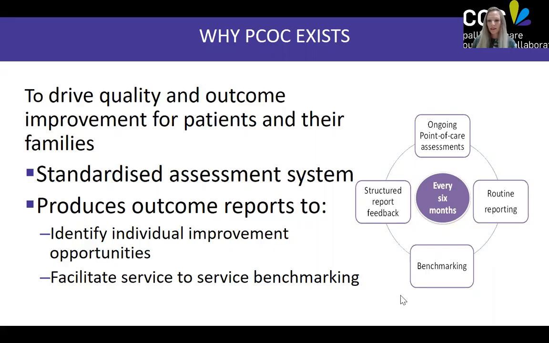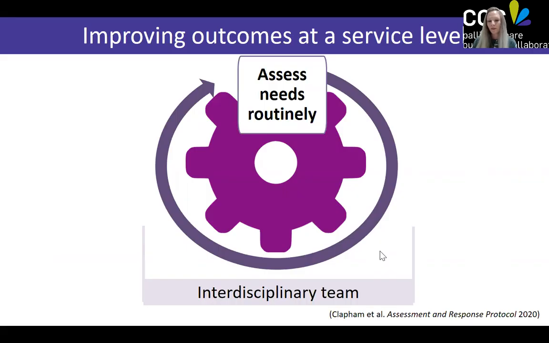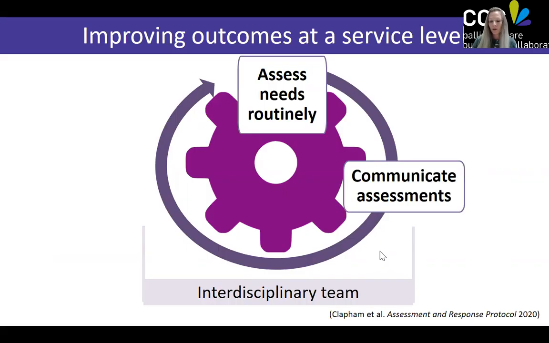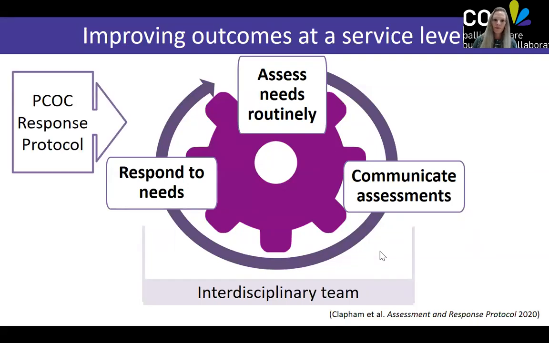The figure on this slide represents the 6-monthly cycle of PCOC, where ongoing point-of-care assessments are included in a routine report back to participating services that includes benchmarking and then enables structured report feedback. This is further enhanced by an assessment and response protocol to improve outcomes at a service level. This includes the needs of patients and families being assessed routinely, and those assessments communicated within and between the team and to patients and families. And importantly, the patient's needs are responded to and reassessed. You can find a generic PCOC assessment and response protocol on our website.